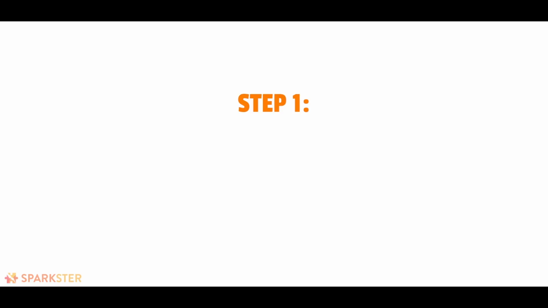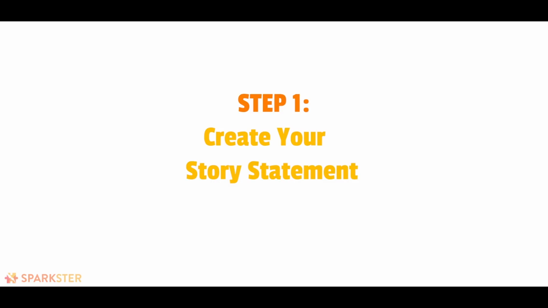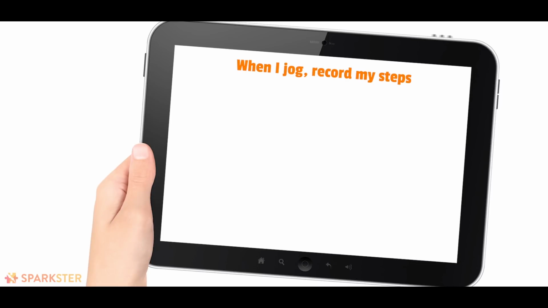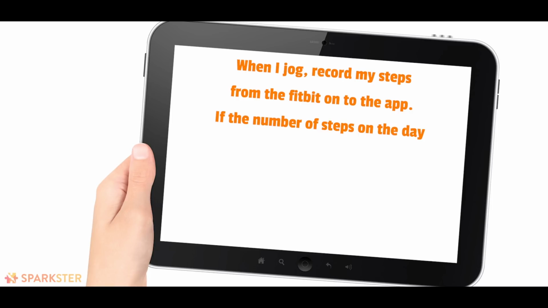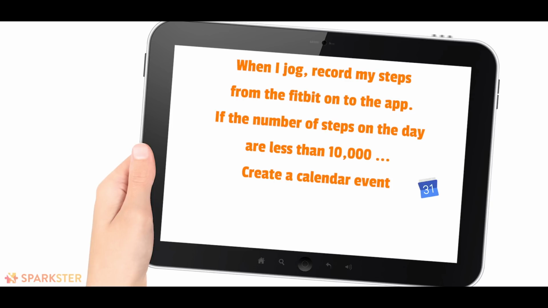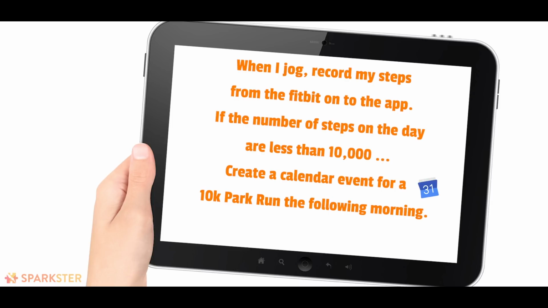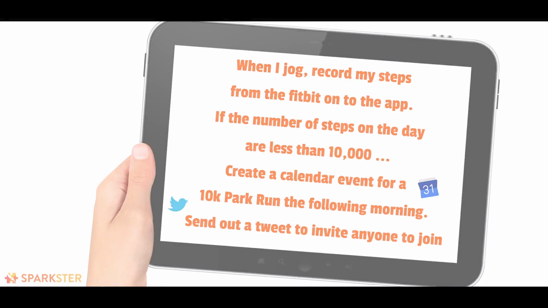The first thing to do is to create the story statement so you can understand the logical sequence of your app. Here it is. When I jog, record my steps from the Fitbit onto the app, and if the number of steps jogged on the day are less than 10,000, then create a calendar event for a 10K park run the following morning, and send out a tweet to invite anyone to join.